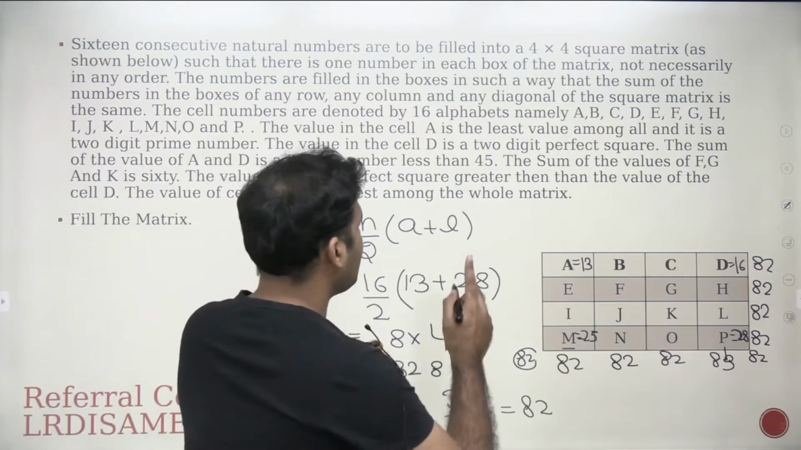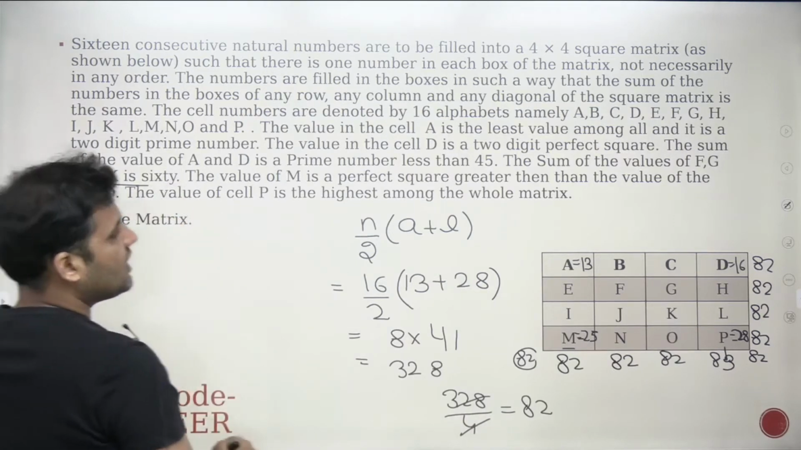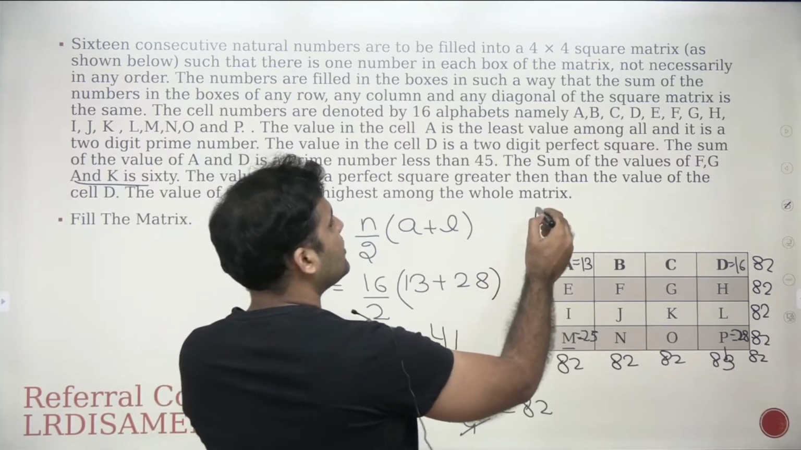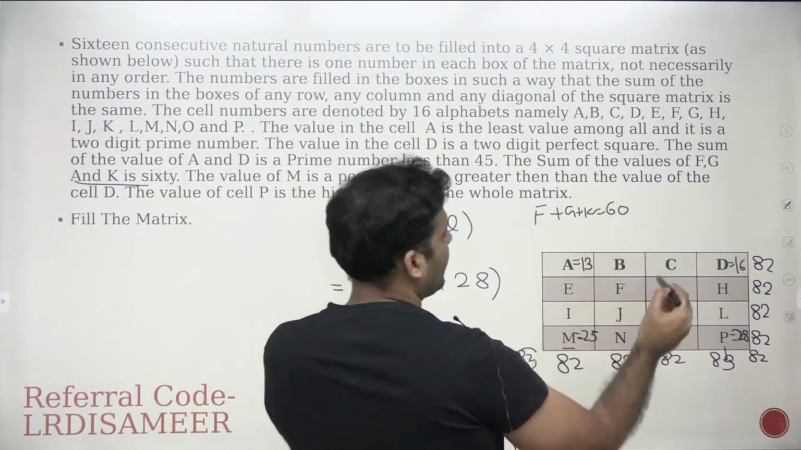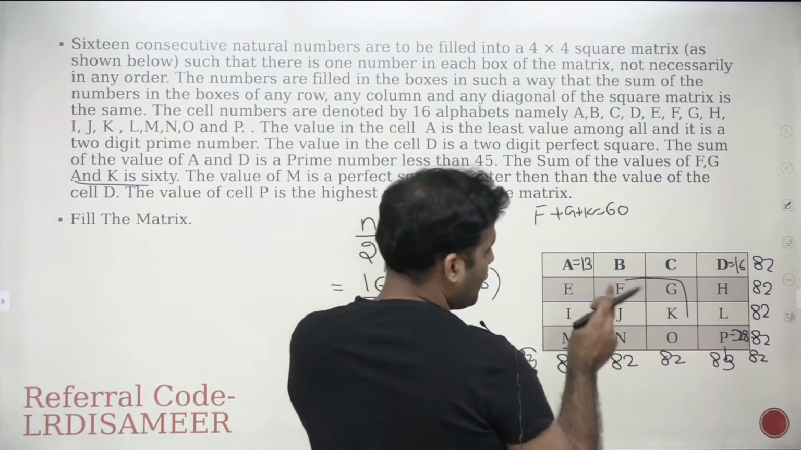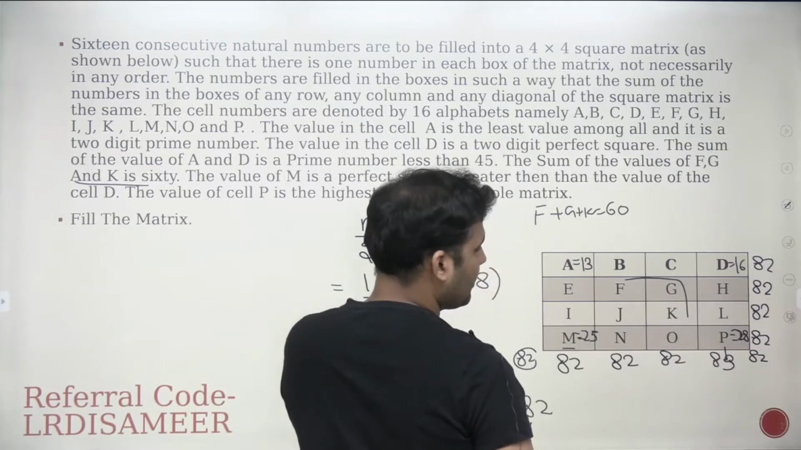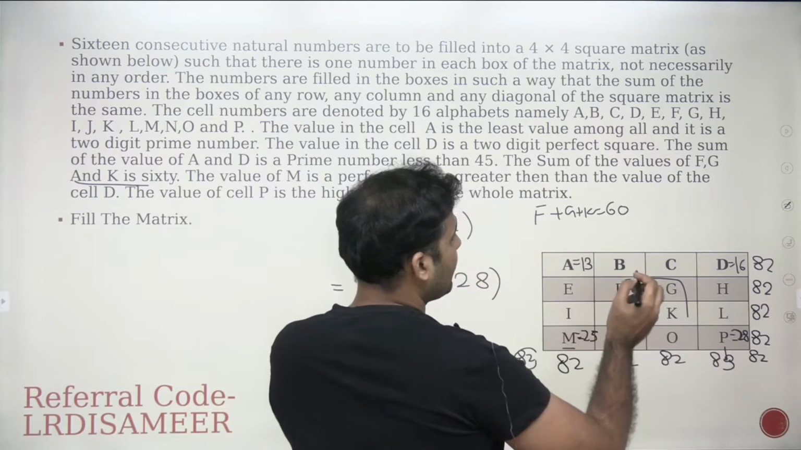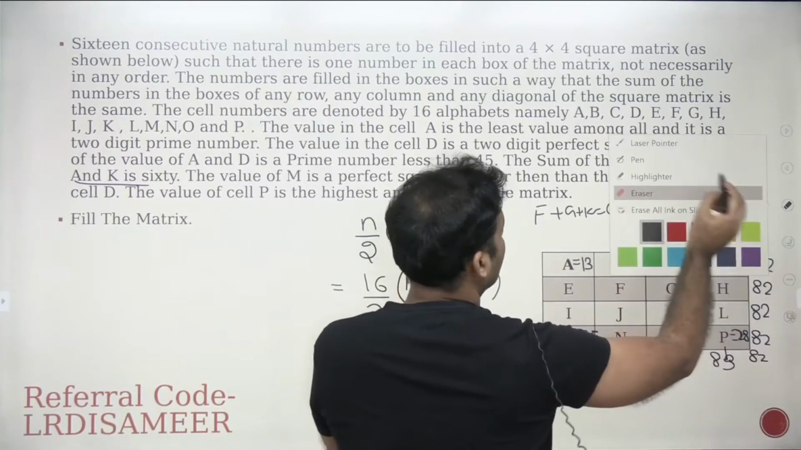Now you see that there's one more piece of information that has been given over here. The summation of the values of f, g and k is 60. Now, if this summation f plus g plus k is 60, and I know that the total value of this is 82, you can see that I can use this information directly. And how can I use it?